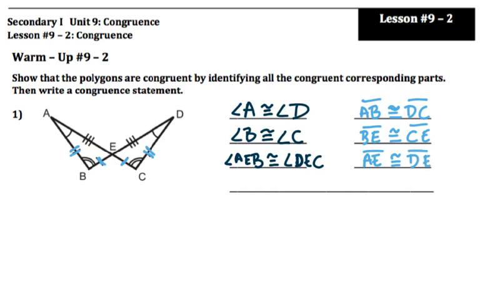Now writing our congruence statement, we're going to talk about the triangle, so we use a symbol for a triangle, and then I just make my way around. So I'll say triangle ABE is congruent to triangle DCE. Remember, same order. So corresponding parts are in the same spot in each of those triangle statements.